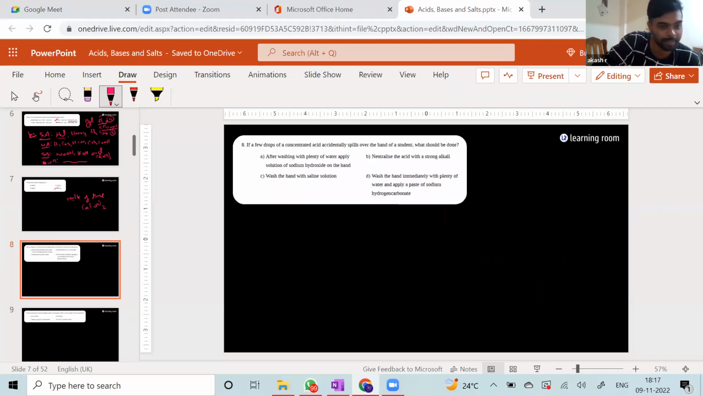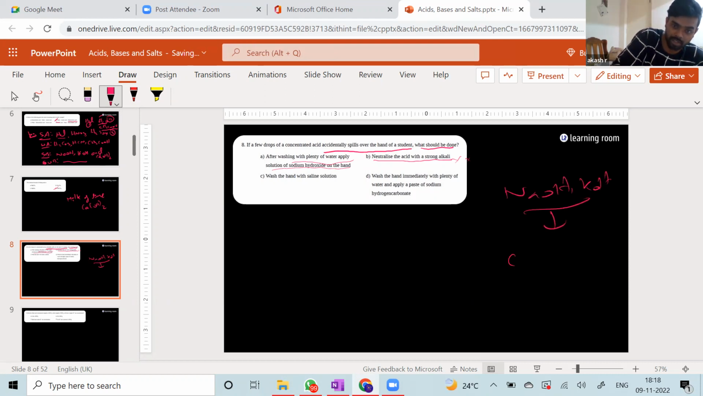Next. Moving on. If a few drops of concentrated acid accidentally spill over the hand of a student, what should be done? Concentrated acid is this thing. First, they're telling us after washing with plenty of water, apply a solution of sodium hydroxide on the hand. Neutralize the acid with strong alkali. Now, this is definitely going to be wrong. Why? What you have to understand is your acid is going to be corrosive. It is going to actually corrode your skin. And strong bases like NaOH, KOH are also going to be corrosive in nature. That is also going to burn more because of corrosion. So this can definitely not be the answer.